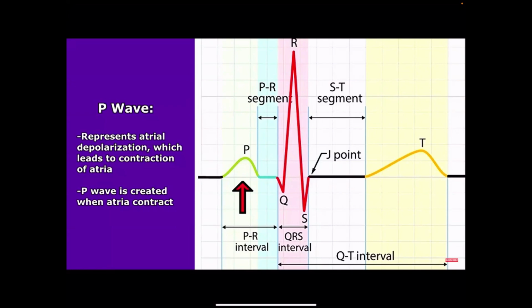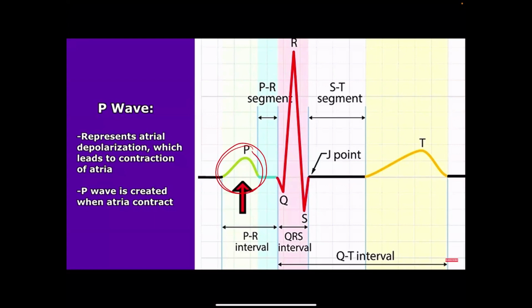Now, it's really important to understand what each part of these waves mean, because any abnormalities in any part of them can easily tell you what's happening in the heart if you understand what each one means. So starting with the P wave, this is the P wave. Now, the P wave represents atrial contraction, okay? That's all you need to know. Atrial depolarization or contraction, same thing. So this P wave starts here, ends here, means that the atria contracted.